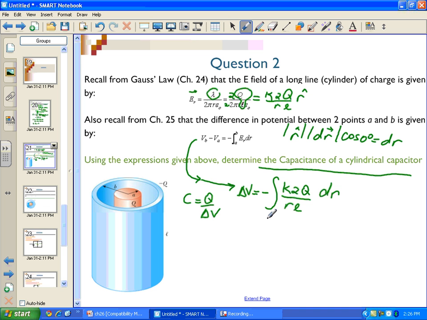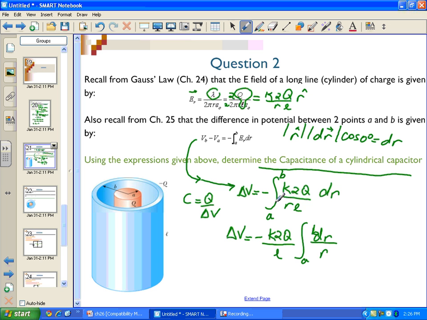Now the potential difference is between the points A and B, where A is the radius of the inner curved surface of the cylinder. Little a is the outer surface of the inner cylinder, and B is the inner surface of the outer cylinder. Boy, that's a mouthful. All right, let's pull our constants out of the integral, K 2Q over L, and we are going to take the integral of dr over r from A to B.